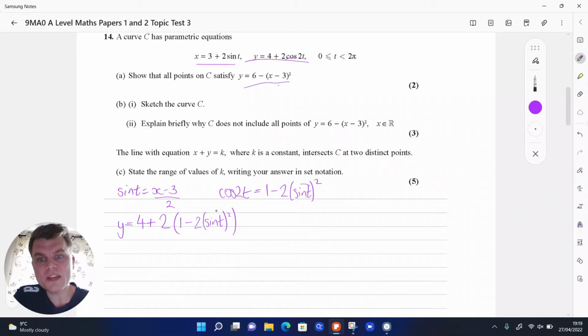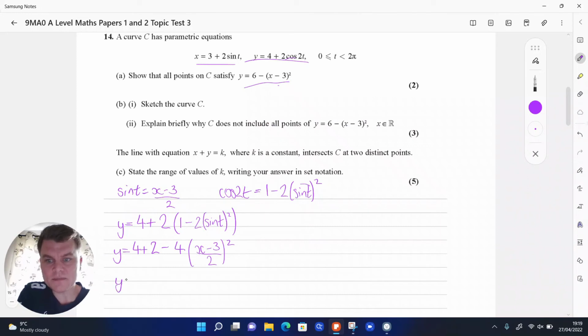Fortunately, we know what sine t is. In terms of x, it's (x minus 3) over 2. So we can substitute that in there, and then we'll have an equation in terms of both y and x. So let's replace that one in there, and expand the bracket at the same time. A little bit of tidying up on the outside.